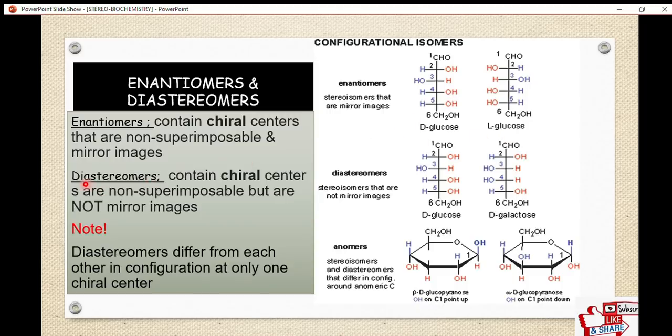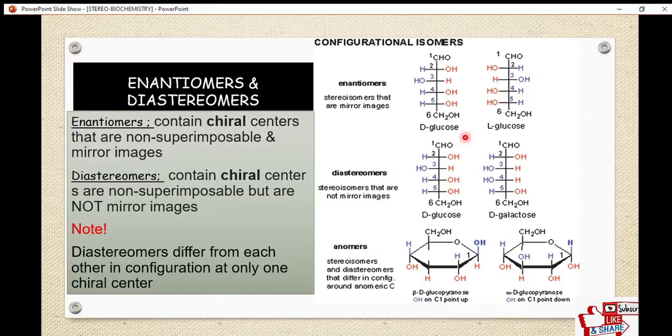All right, so let's go back to diastereomers. When we talk about diastereomers, they contain chiral centers, and they are not superimposable, but they are not mirror images either. So for instance, this molecule here has a chiral center, and it's not superimposable, but it's not a mirror image of the other. So it can't be an enantiomer. So that means it's a diastereomer.